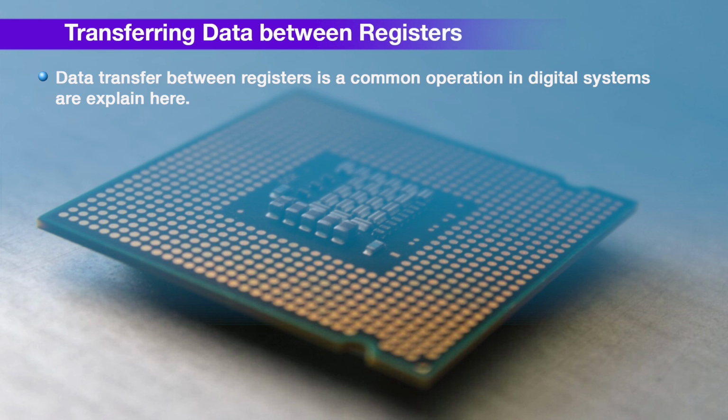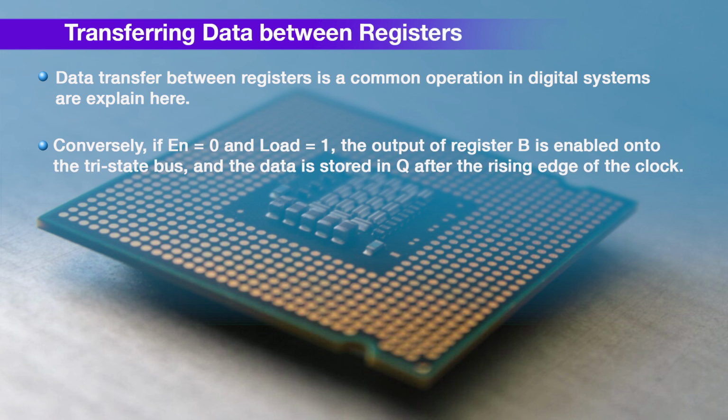Data transfer between registers is a common operation in digital systems, which is explained here. The first tri-state buffer has enable En. If enable En is equal to 1 and load is equal to 1, the output of register A is enabled onto the tri-state bus. The data is stored in Q after the rising edge of the clock.